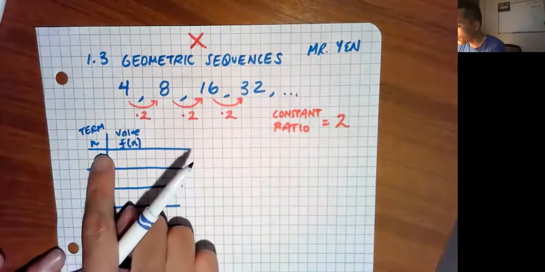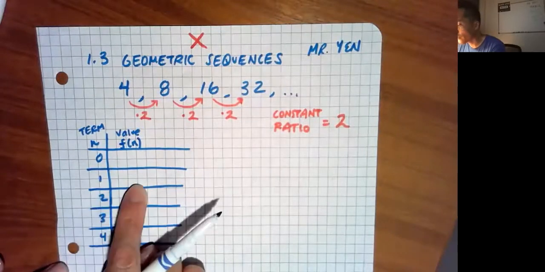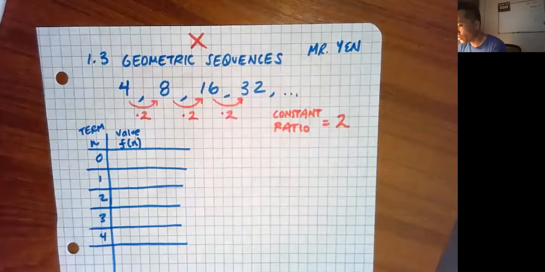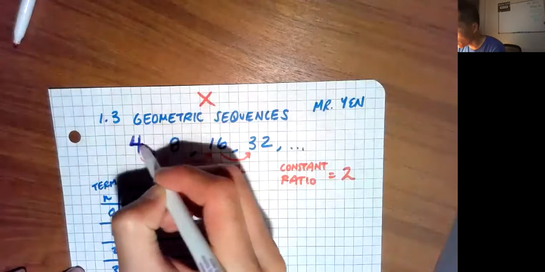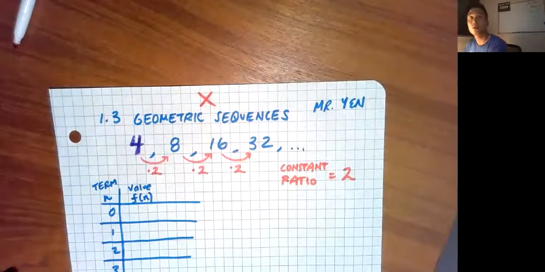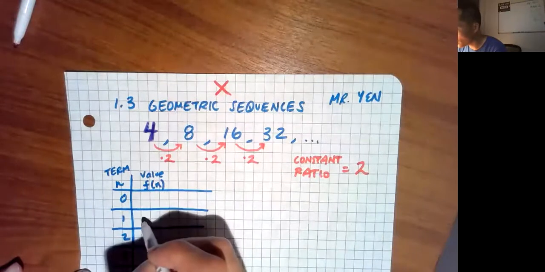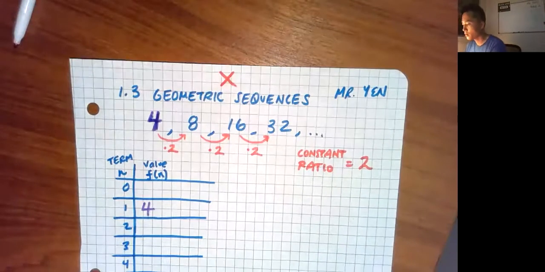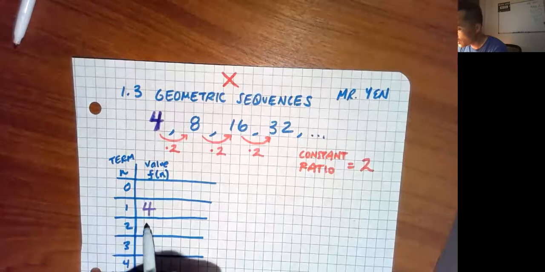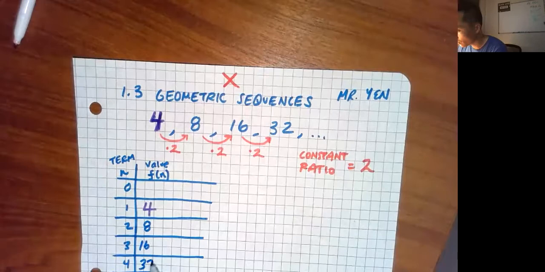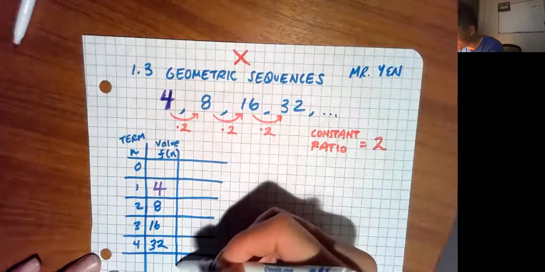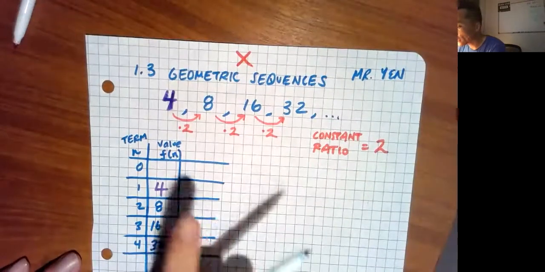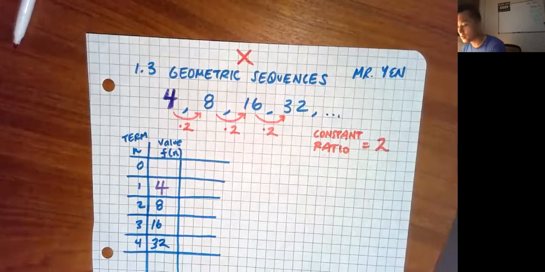Okay, so let's skip 0 for now. The first term of the sequence, well, the first term of the sequence, that's going to be this 4 that I'm going over in purple. Okay, the first term is 4. Second term, 8. Third term, 16. Fourth term, 32. Now go ahead and draw a line here, because now we're going to write out how we got to each of these numbers in expanded form.